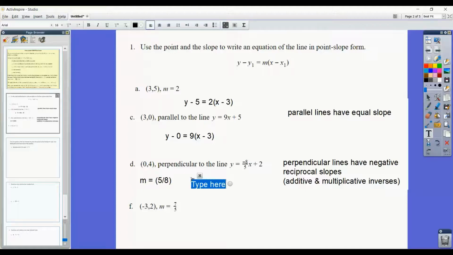So with a slope of 5/8, because that's the one that's perpendicular to negative 8 over 5, we're going to use the x and y pair coordinates that we have for this, which is (0, 4), and we will write in here y minus 4 equals 5/8 times x minus 0. And once again, the x minus 0 would simplify to just x, but we'll leave it like that because we want to write it specifically in point-slope form.